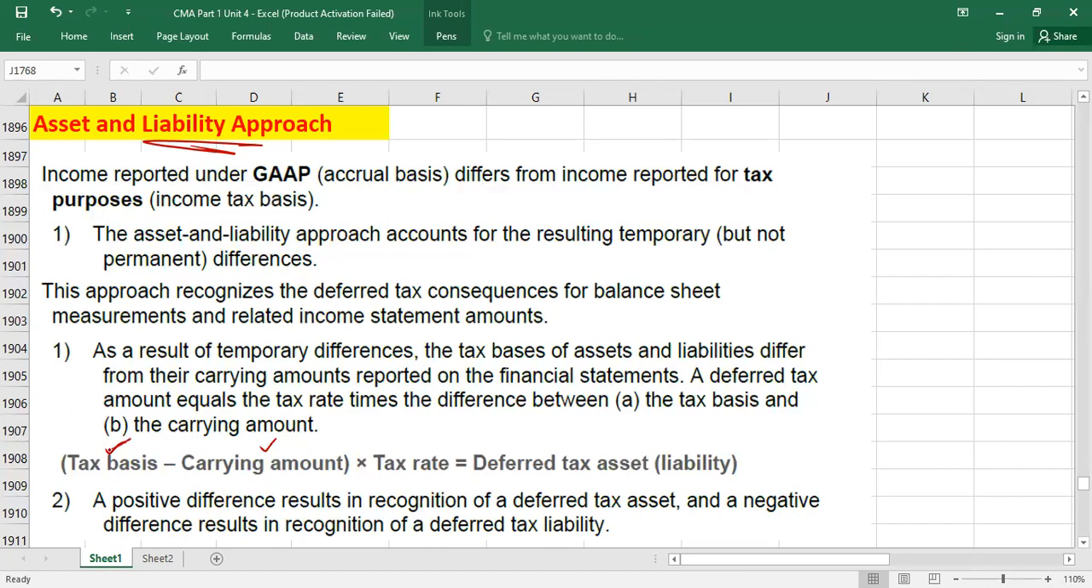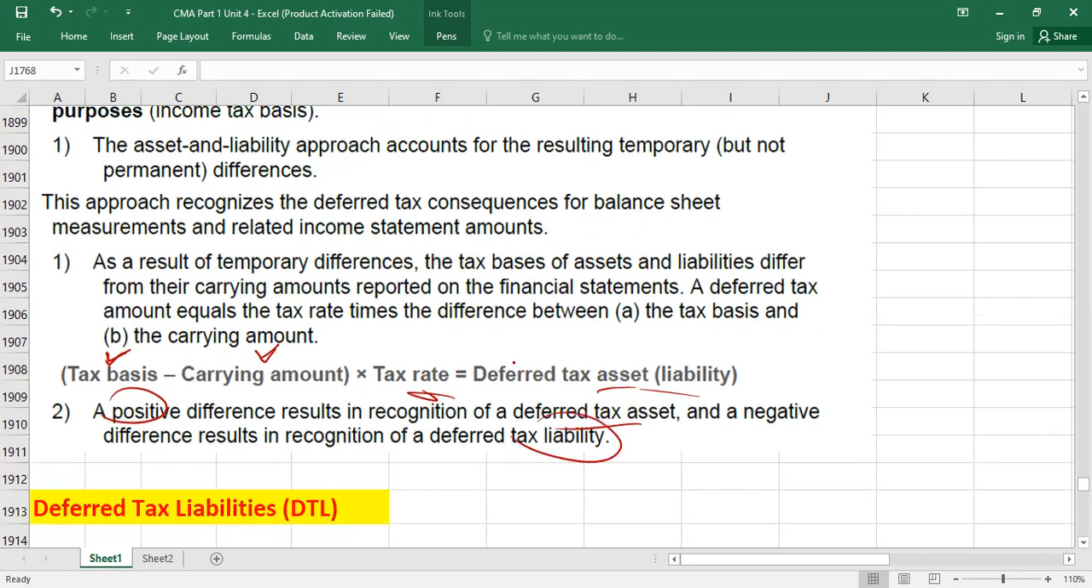Here, what is the value of the asset or liability as per tax law? What is the value of the asset or liability as per accounting law? Just take the difference and multiply with the tax rate. You will get deferred tax asset or liability. How would you know? Please remember the formula first. Tax basis minus accounting basis equals the difference, times the tax rate. If the answer is positive, it is called a deferred tax asset. If the answer is negative, we would say deferred tax liability. Don't worry, I'll work it out, but to understand the concept of deferred tax, I'll follow this formula also.